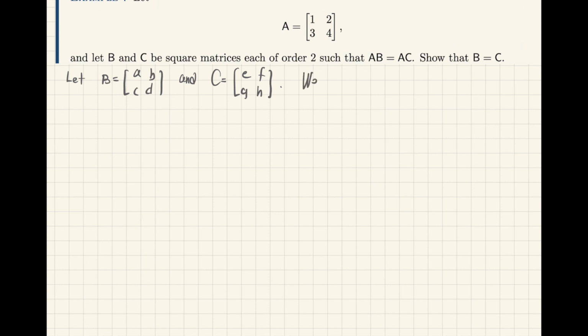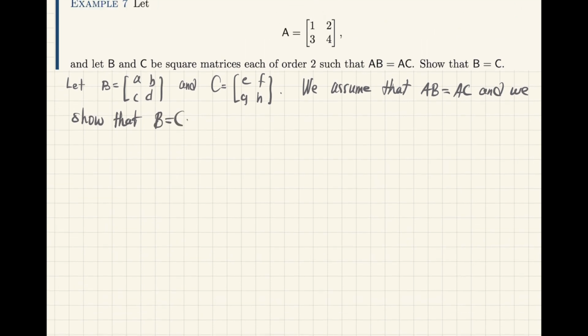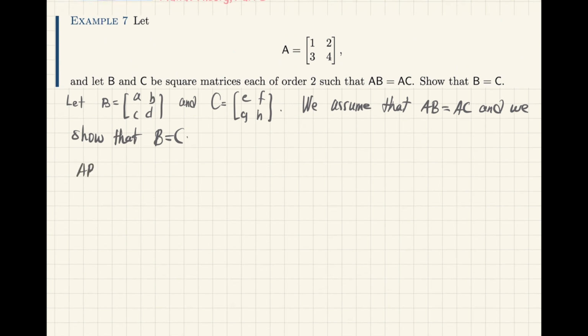We assume that AB is equal to AC, and we show that B is equal to C. Okay, so how can we do that? Let me calculate AB.